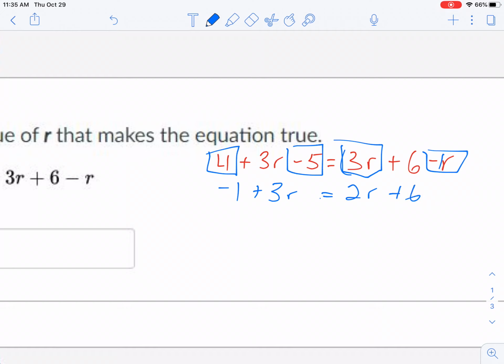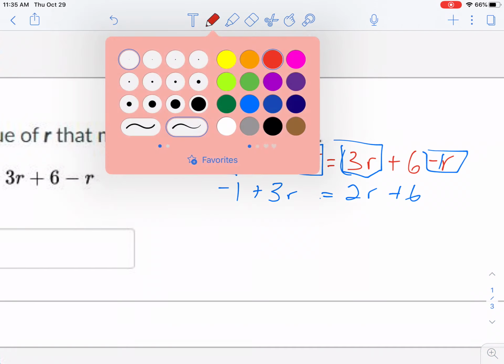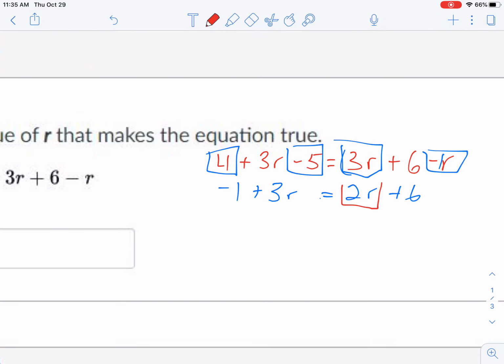The second step, or third step, says to move the variable to the left. So I'm going to take this 2r and subtract it from both sides of the equal sign. Negative 1 drops down. 3 minus 2 is 1. R comes with it. Equal sign drops down. The 2's cancel. And then 6 drops down.